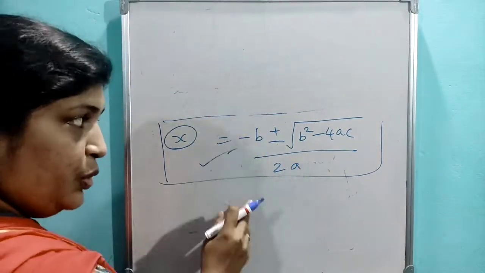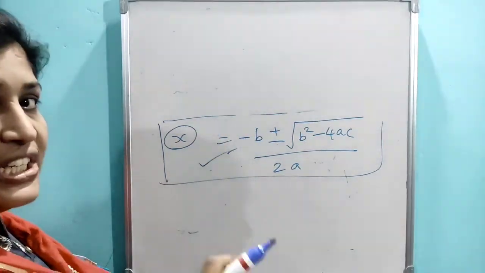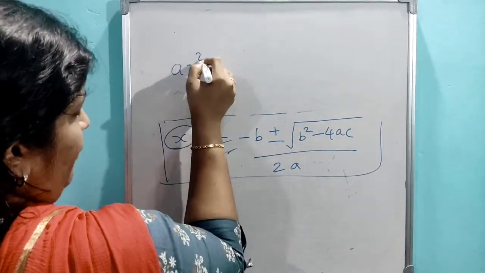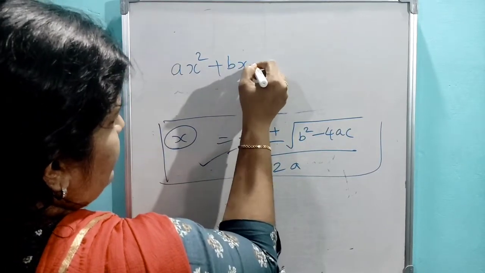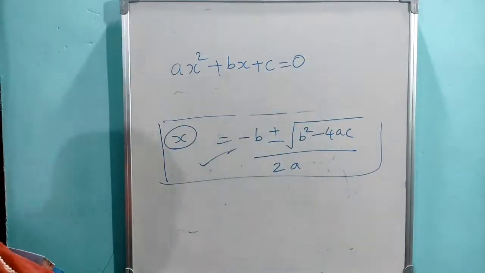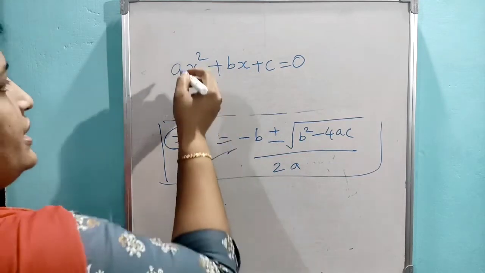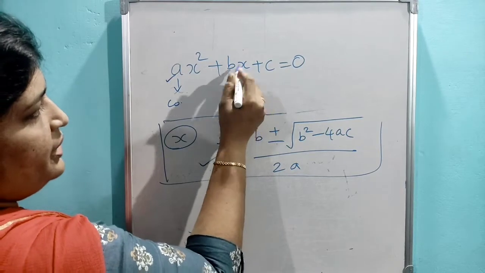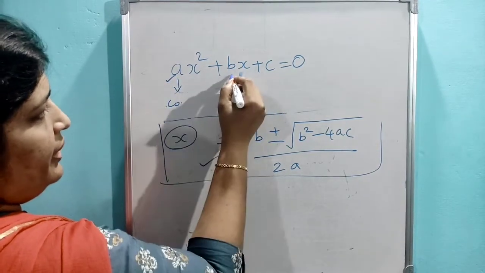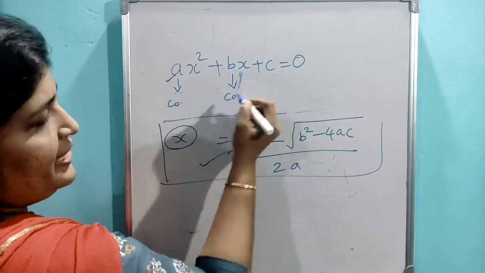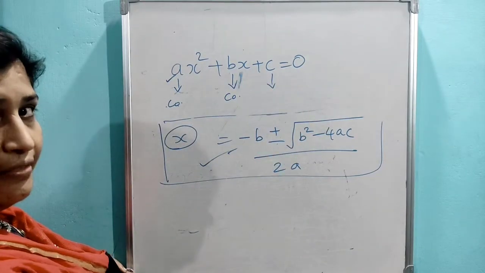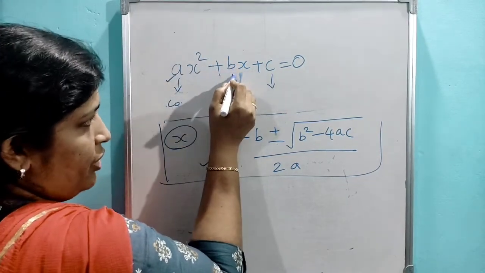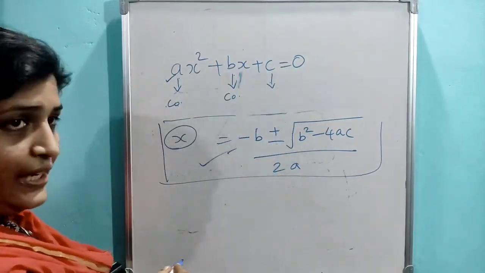This equation is used to solve a second degree equation. So what is a second degree equation? A second degree equation is of this form: ax square plus bx plus c is equal to 0, where a is the coefficient of x square, b is the coefficient of x, and c is the constant term here.